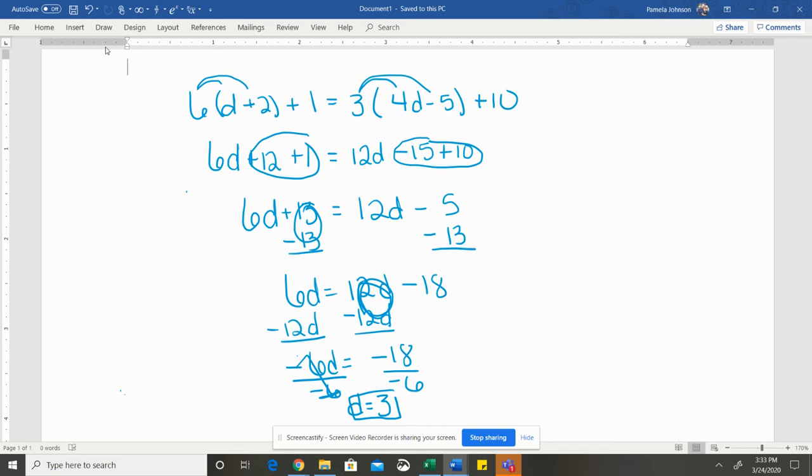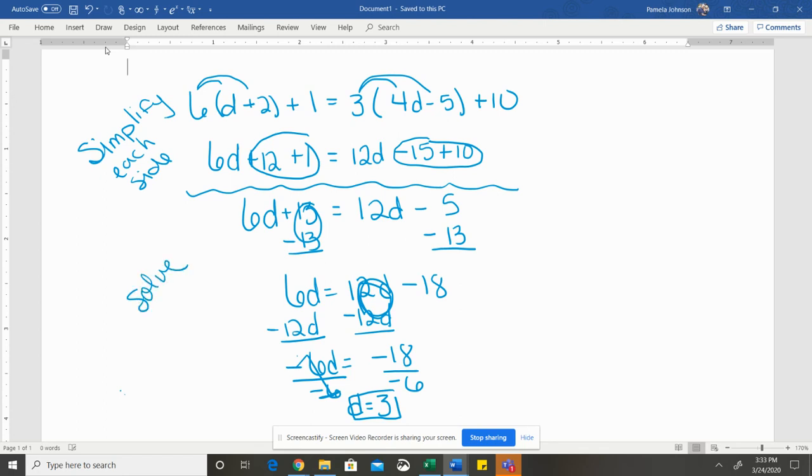If you remember, right up to this point, this was a simplify phase. We had to simplify each side. And then below that, this was the solve phase. That's where we started doing things that were opposite. Okay? So we follow PEMDAS order up here, and down here we go backwards through PEMDAS. Okay.